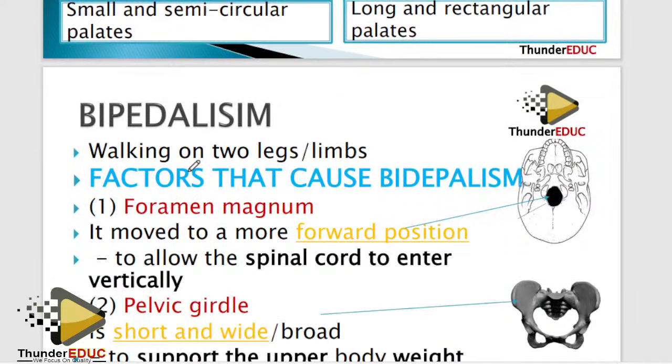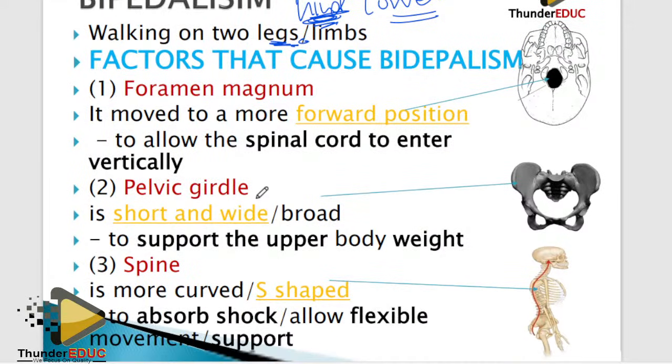That's all cool. Then here, walking on two legs, or walking on two hind limbs. The word hind must be there. Walking on two hind limbs, or lower limbs. You can say lower limbs, or you can talk about hind limbs. So make sure that when you are defining bipedalism, you use this small update so that you don't mess it up.